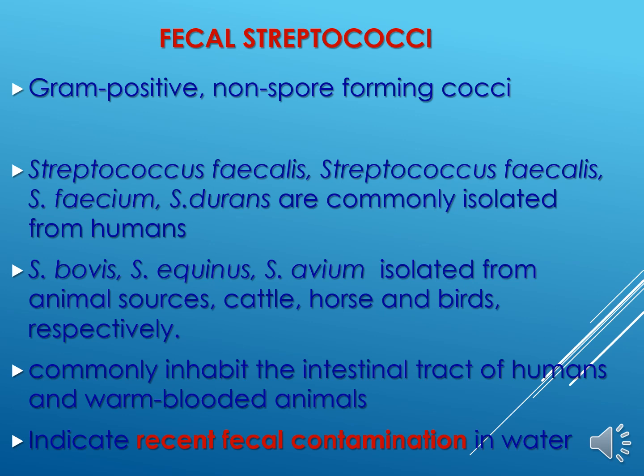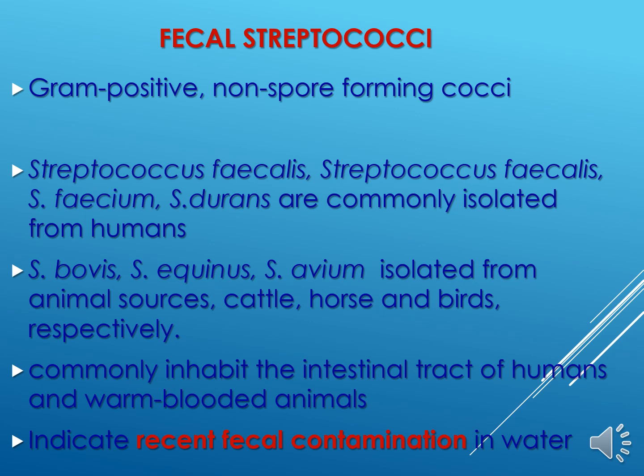Next group is fecal streptococci. These are gram-positive, non-spore forming cocci. Cocci are round bacteria. Common examples are Streptococcus faecalis, Streptococcus faecium, Streptococcus durans. These are all isolated from humans. Streptococcus bovis, equinus, avium are isolated from animal sources. Streptococcus bovis is from cattle, equinus is from horse, avium is from birds.